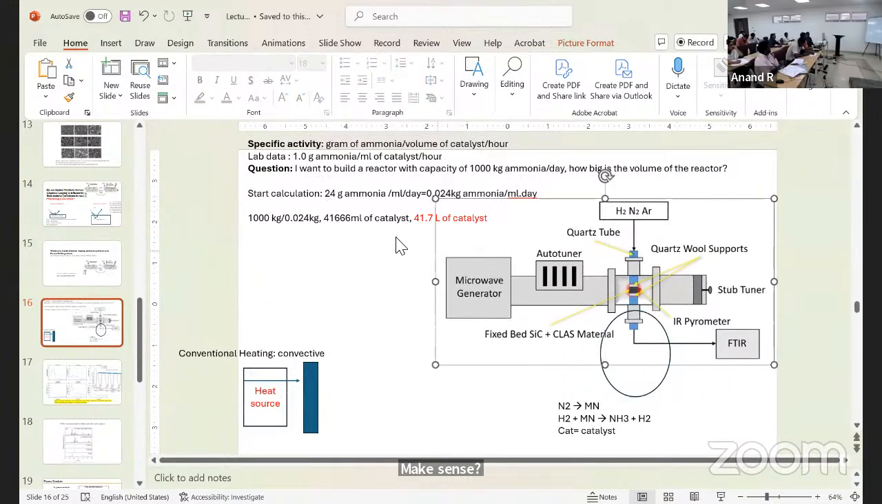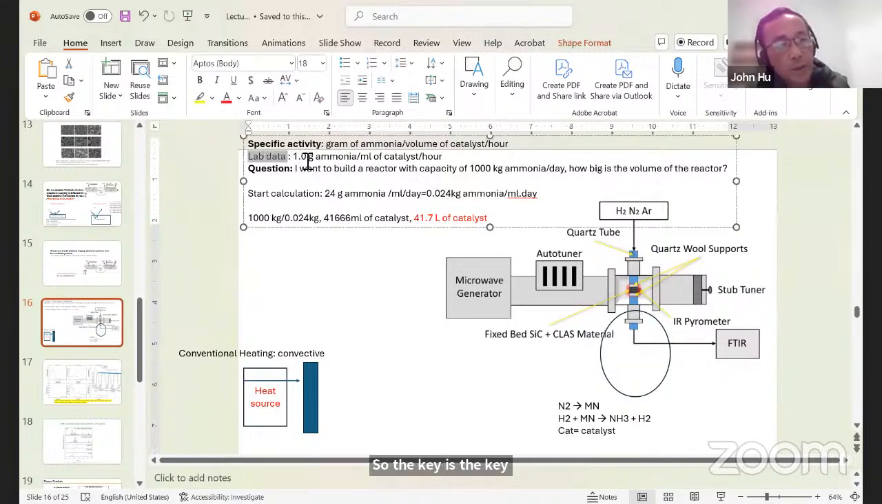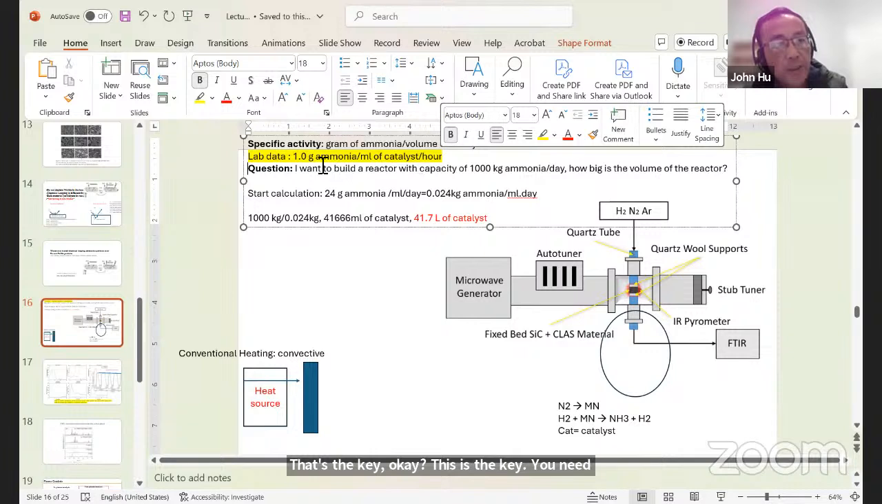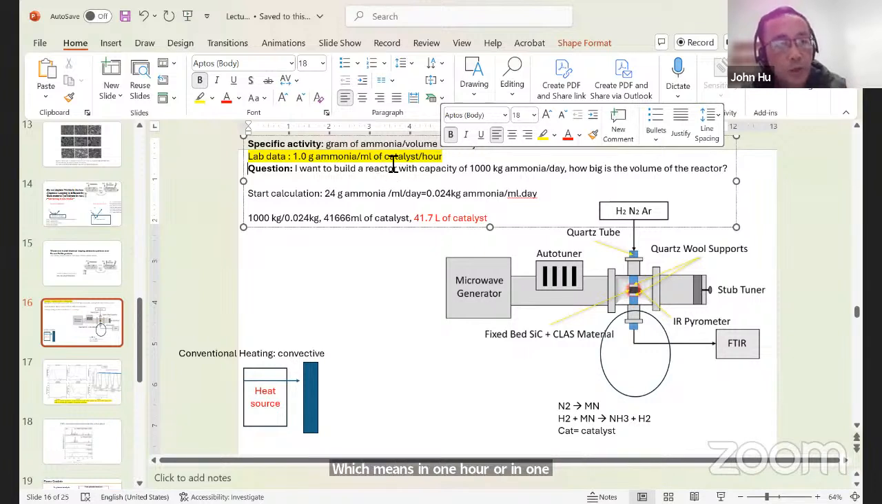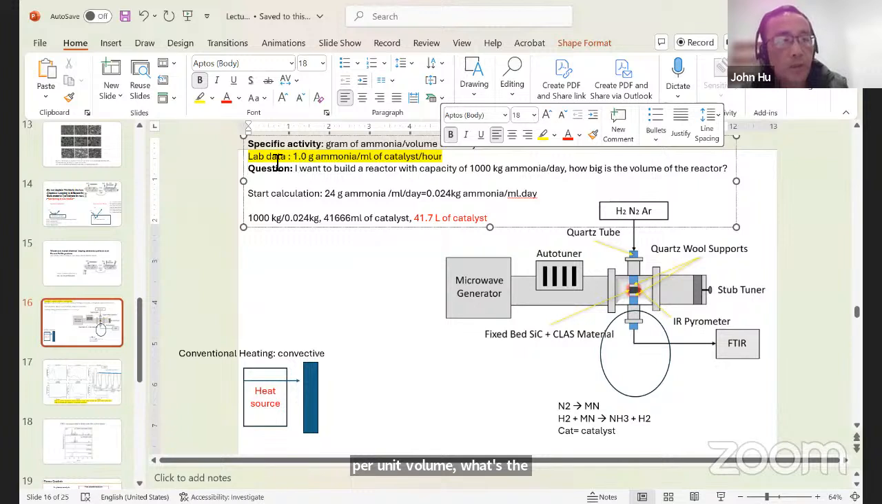Do you guys understand my calculation? Yes, sir. So the key is, in the laboratory, you need to measure this data. That's the key. You need to get this piece of data, which means in 1 hour or in 1 day, whatever you name, per unit time, per unit volume, what's the productivity for the ammonia. So that's laboratory data.